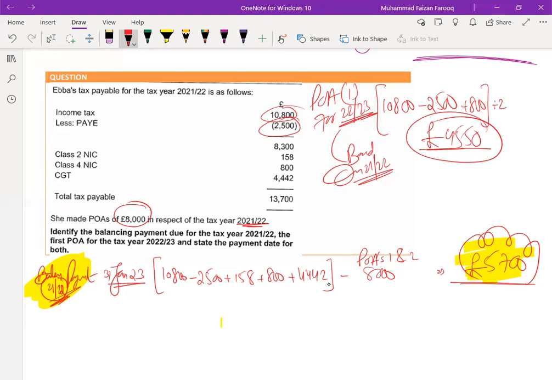Okay. And what's the mistake or what's the problem in the balancing payment? I think the figures are wrong, the calculation. It's okay. So you can say the tax administration, the major part, is done.